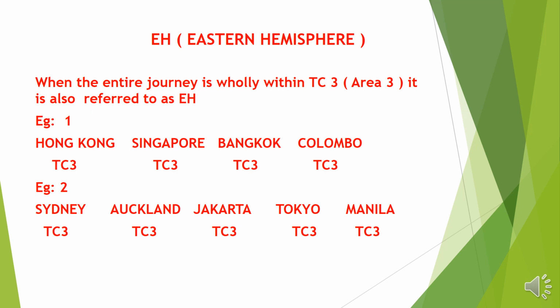Going to example number 1: Hong Kong, it's in TC3. Singapore is in TC3. Bangkok is in Thailand. It's in Southeast Asia. It's in TC3. And Colombo is in South Asian subcontinent. It's in TC3. And the entire journey comprises cities in TC3.